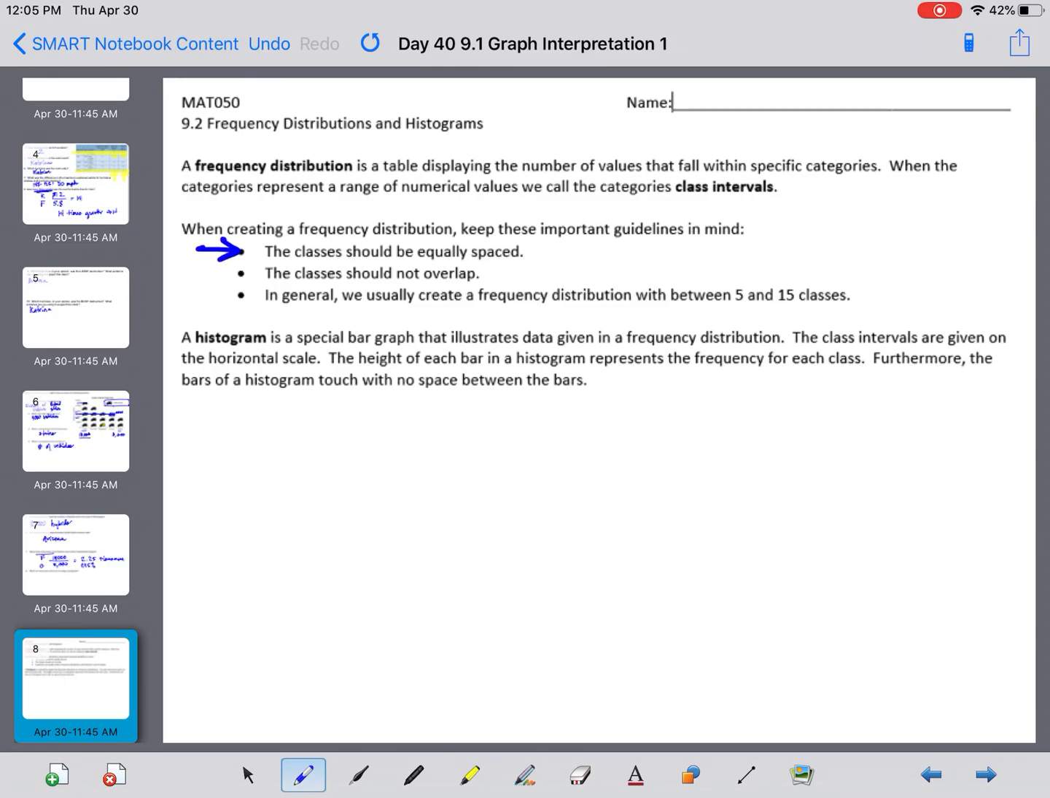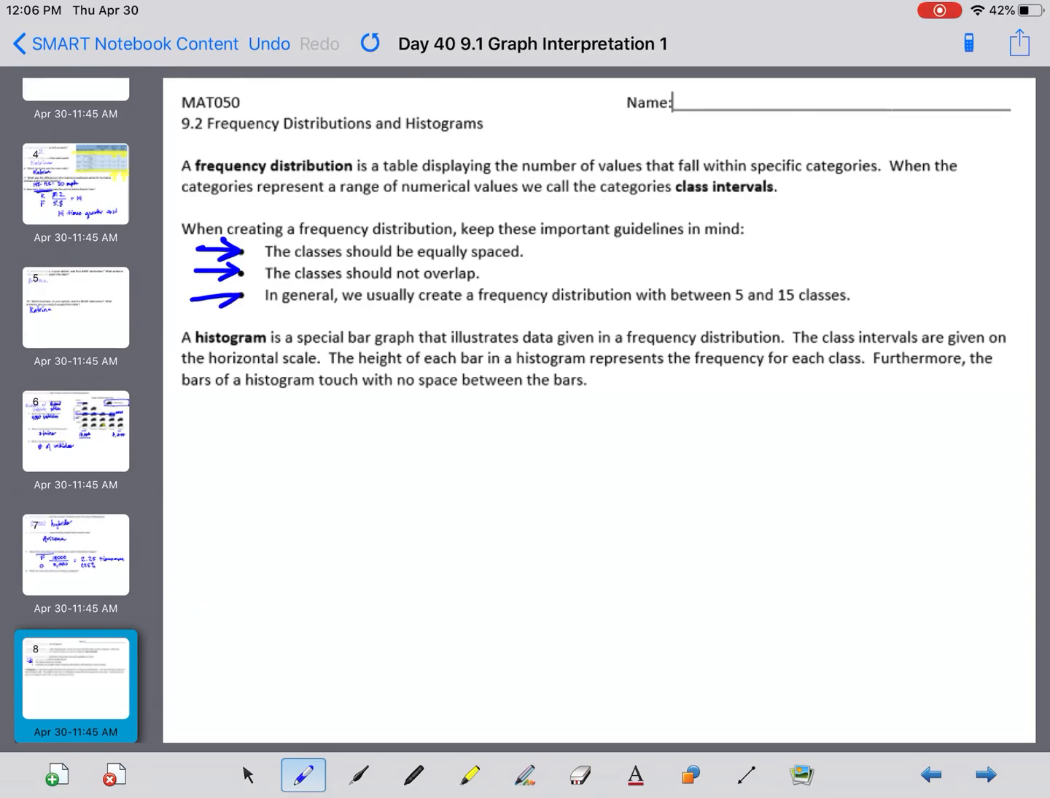So in creating a frequency distribution, there are a few things that we need to keep in mind. Our classes need to be equally spaced, and when we look at an example I'll show you what that means. Just meaning we have the same size category for each. We don't want our categories or our classes to overlap, because if we had some overlapping going on, I wouldn't know where to put a specific data value. So there needs to be a unique category for each set of our data values.